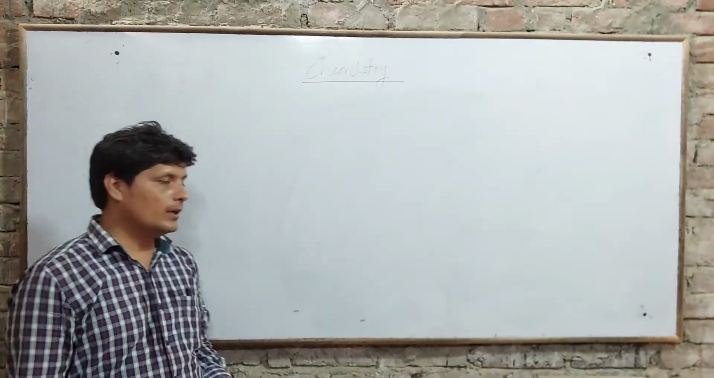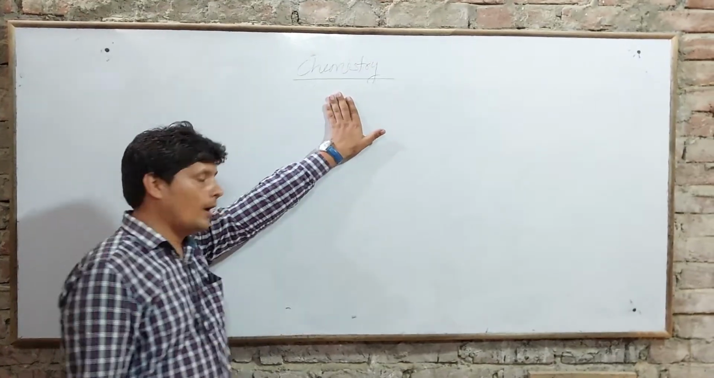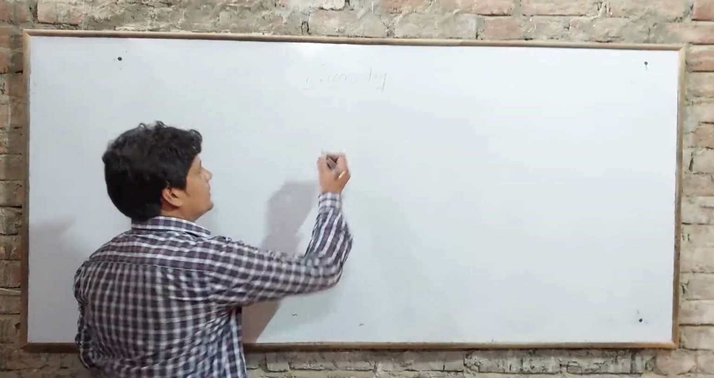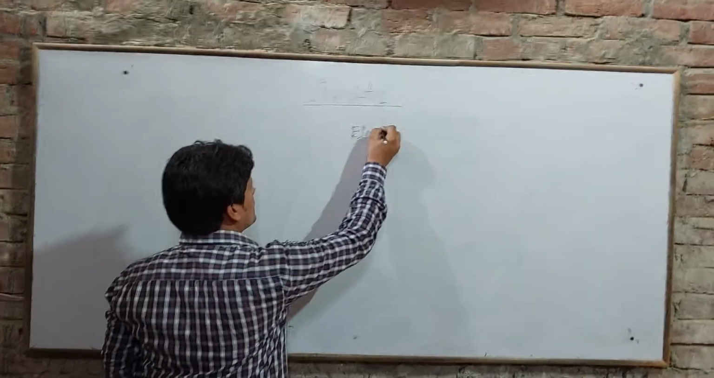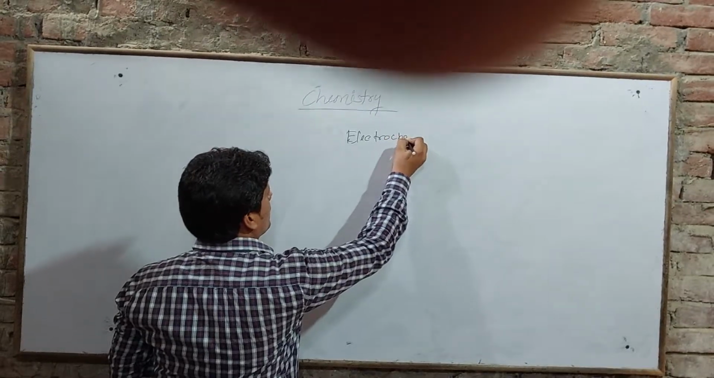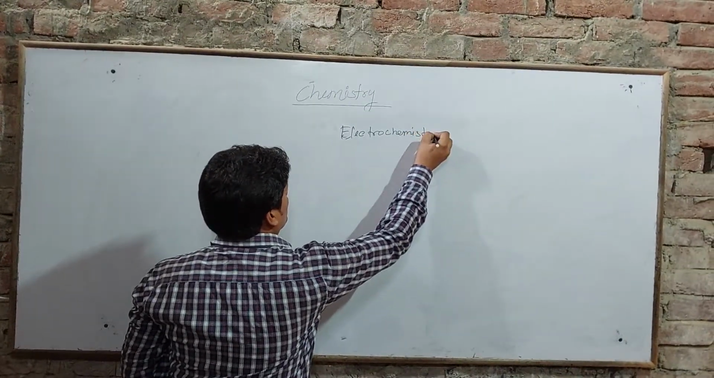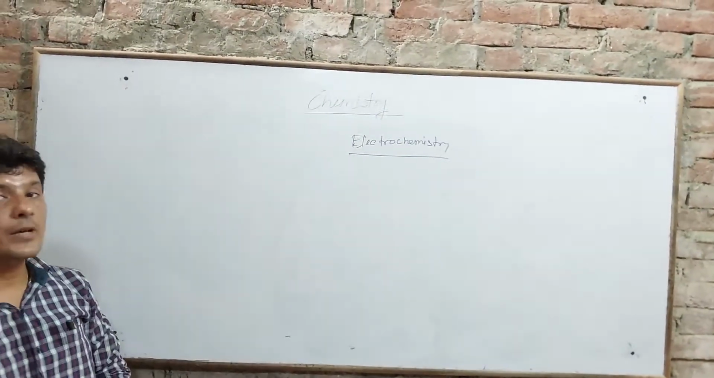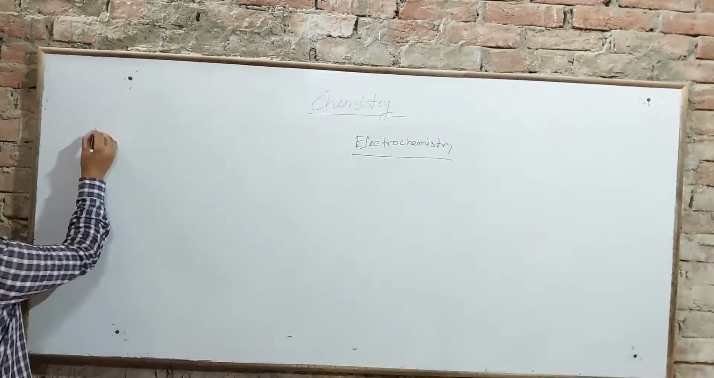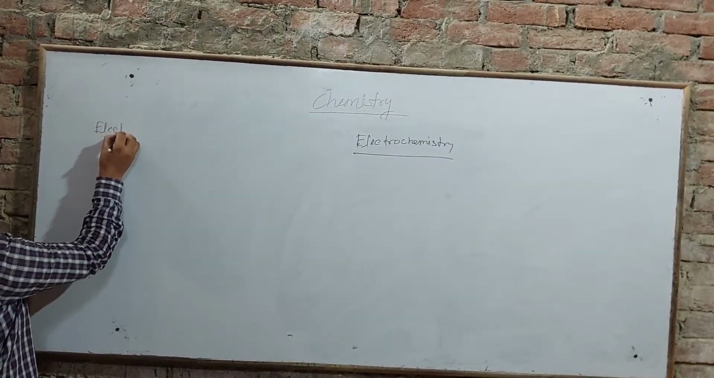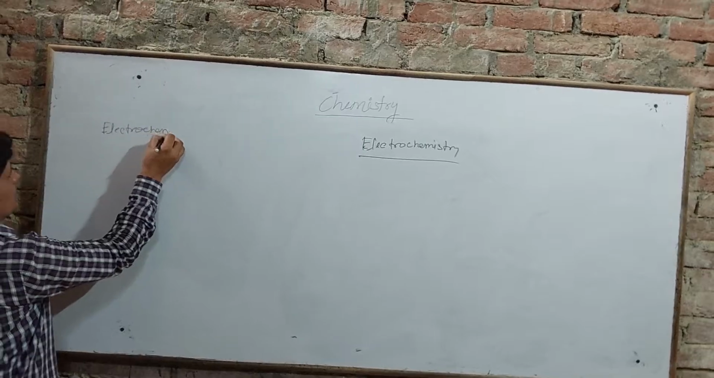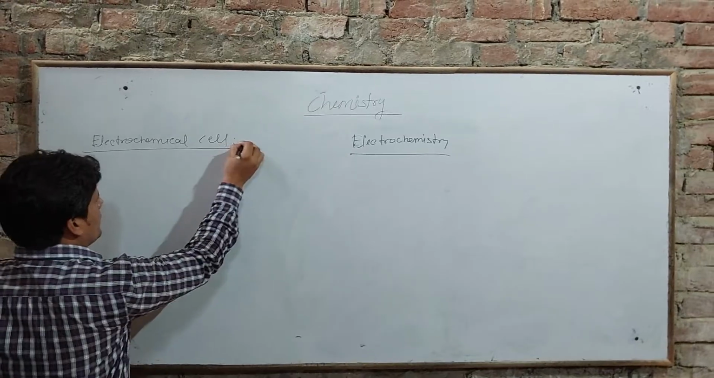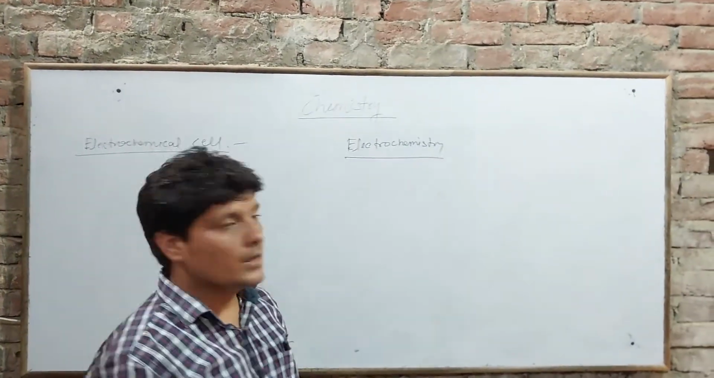Here I am going to deliver a lecture on chemistry. My topic is from class 12, that is electrochemistry. In chemistry, the first topic of this chapter from electrochemistry is the electrochemical cell. So today we will discuss the electrochemical cell.